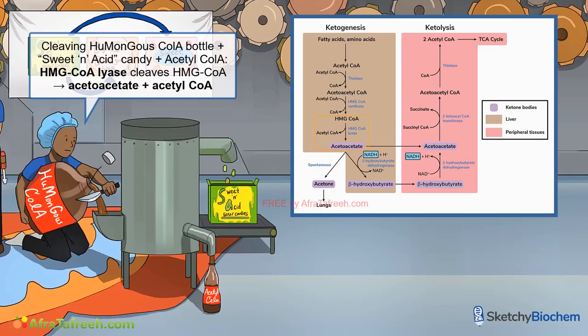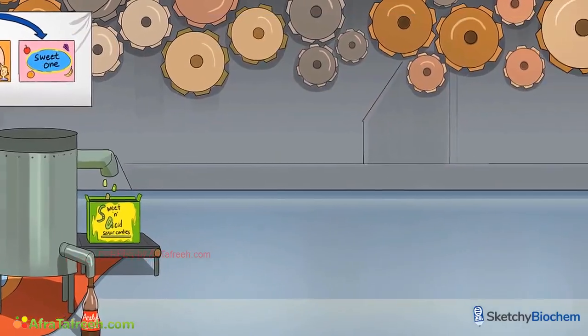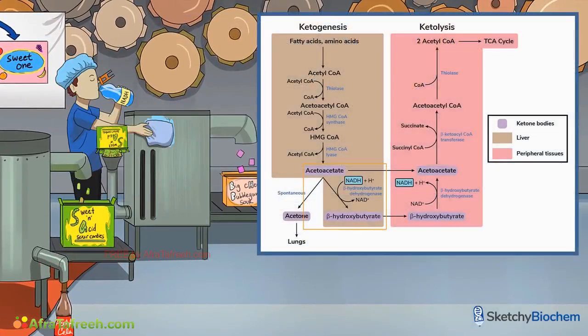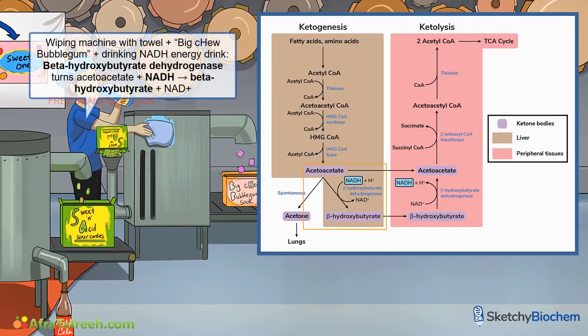Anyway, now that we've made acetoacetate, let's move on to the next step, where we make our second ketone body, beta-hydroxybutyrate. Beta-hydroxybutyrate dehydrogenase uses NADH to catalyze this step. Illustrated here is a worker wiping the Big Chew bubblegum machine with a towel while slamming an NADH energy beverage. He's beta-hydroxybutyrate dehydrogenase.